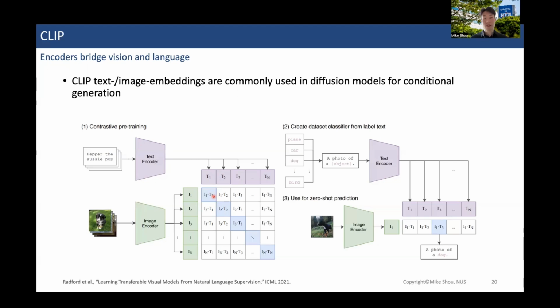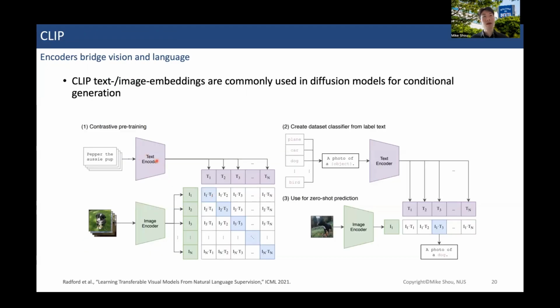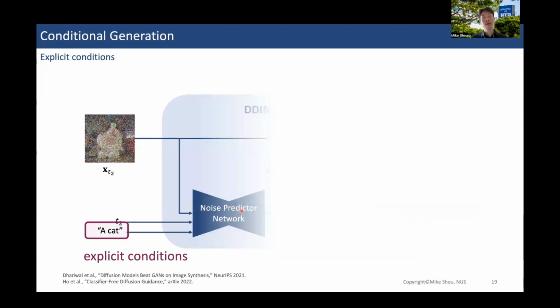So essentially, for this condition, the text condition, we can use this text encoder to extract the features, and the extracted features can be fed into this denoiser, which is in the image domain.